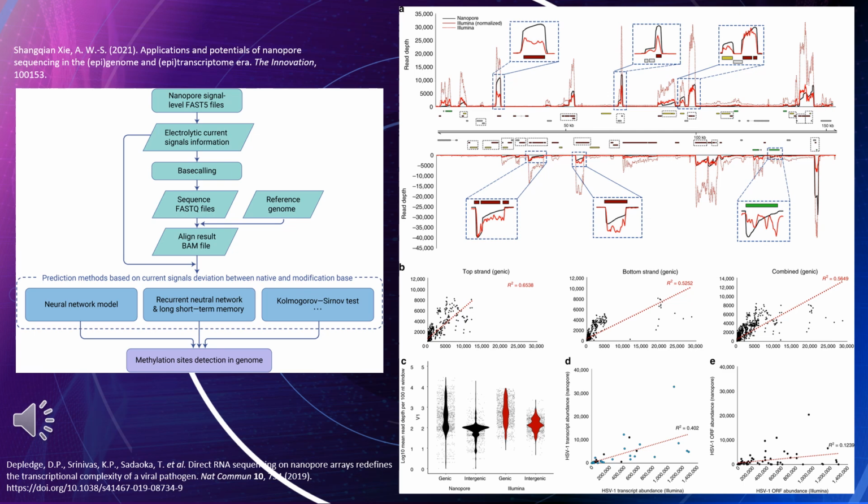In the graphic to the right, we see that the nanopore reads represent a single directly sequenced polyadenylated RNA, compared to the Illumina reads that are highly fragmented.